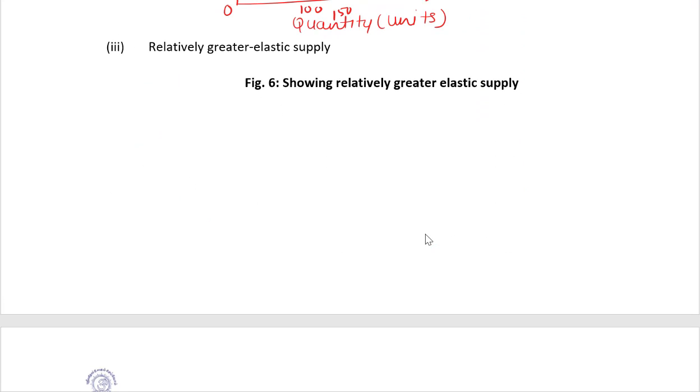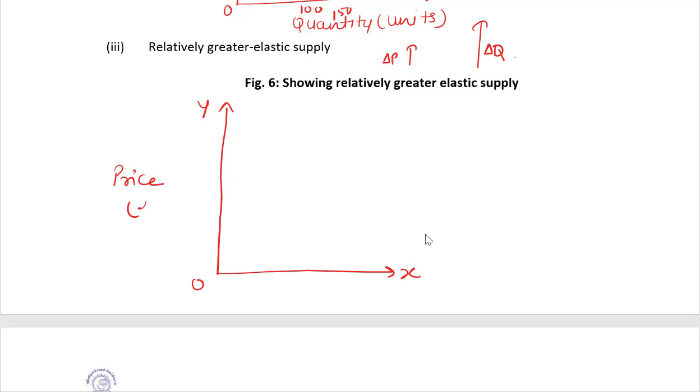Let's move ahead. Relatively greater elastic supply. This means what? When price increases this much, but supply increases more. Supply means quantity supplied. Just see in the diagram on a graph, X, origin, Y. We are plotting price on the y-axis. We are plotting quantity supplied on the x-axis.